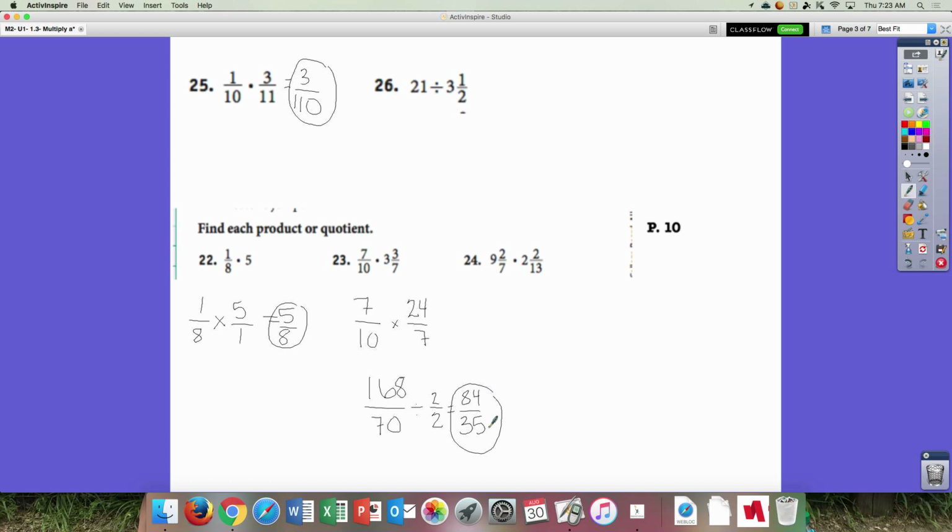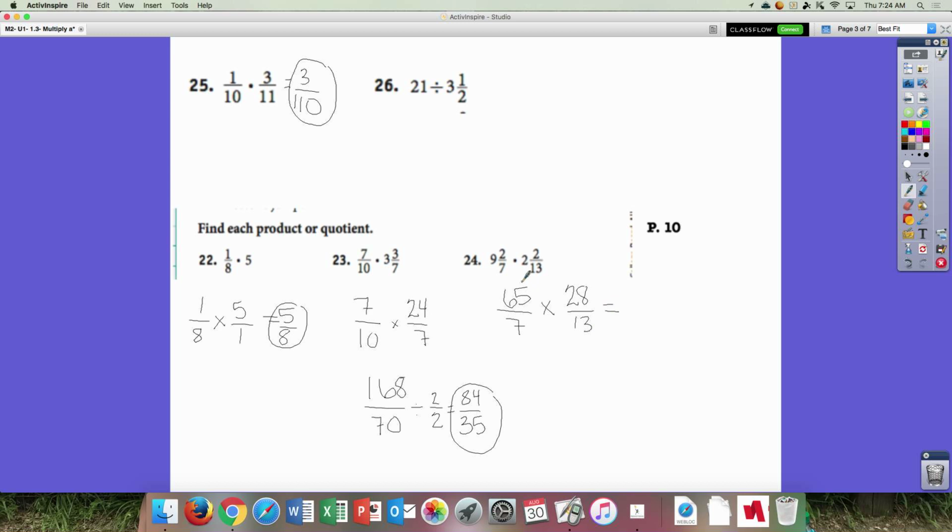84 over 35. So let's try the same thing here with number 24. We want to start with what's 9 times 7? 63. If you add 2 to 63, what do you get? Good, 65. That's going to be over 7. Then we're going to multiply that, and we're going to do 13 times 2. What does that give me? Good, 26. Plus 2 is 28. And that's going to be over 13.